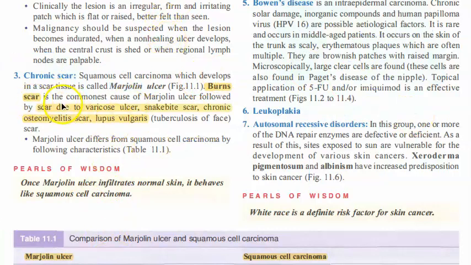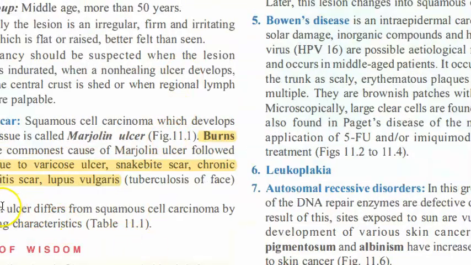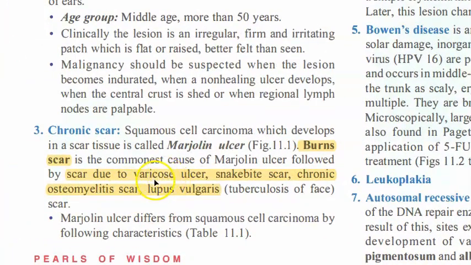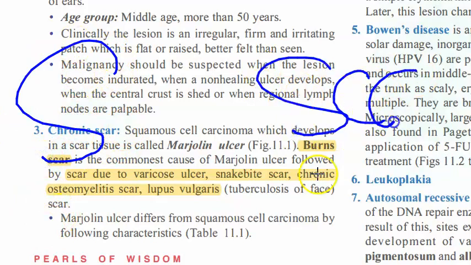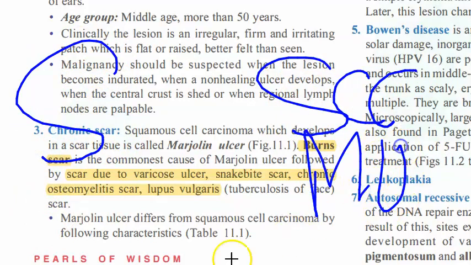Kindly also note that the scar may not just be because of burns, it can be because of so many other reasons like the varicose ulcer, snake bite scar, chronic osteomyelitis scars, lupus vulgaris, etc. That is tuberculosis of the face. They are saying so many types of scars can lead to squamous cell carcinoma in the scar tissue, that is called a Marjolin's ulcer.